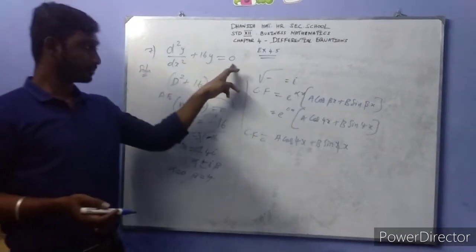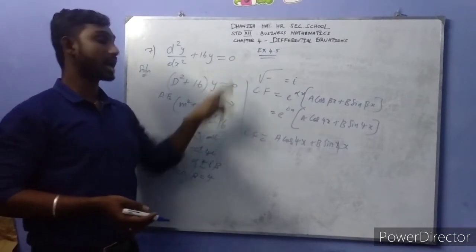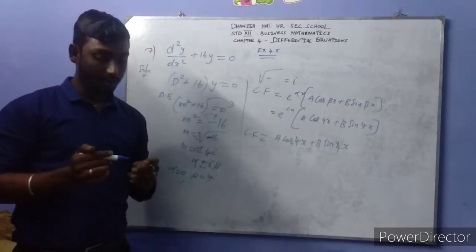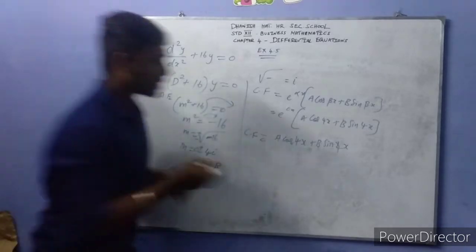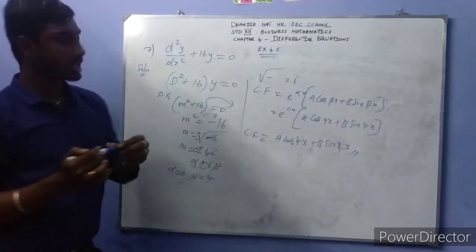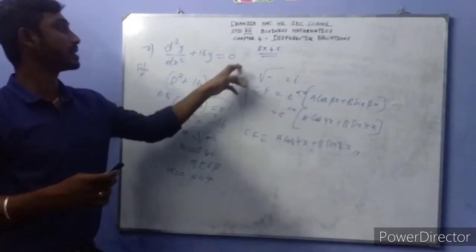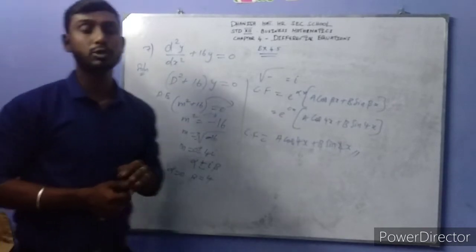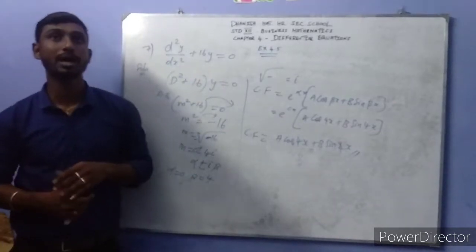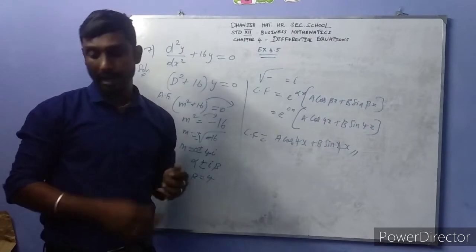Here the RHS side is given as 0 only, so you have to stop at this step. If some different values are given on the RHS side, you will have to find the particular integral. So okay, let me see the 8th one.